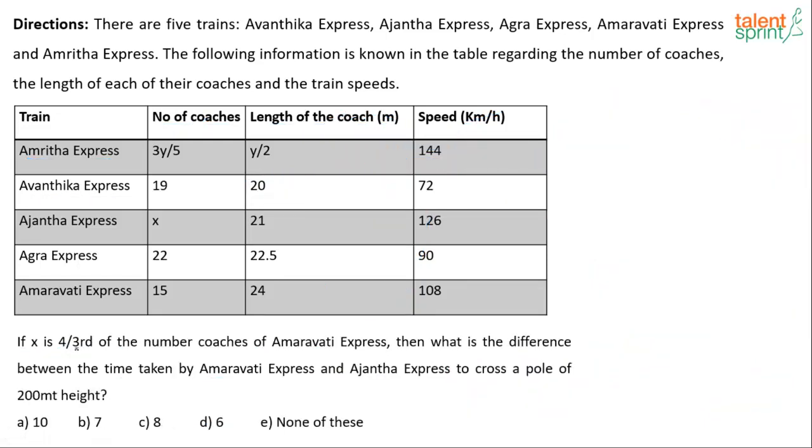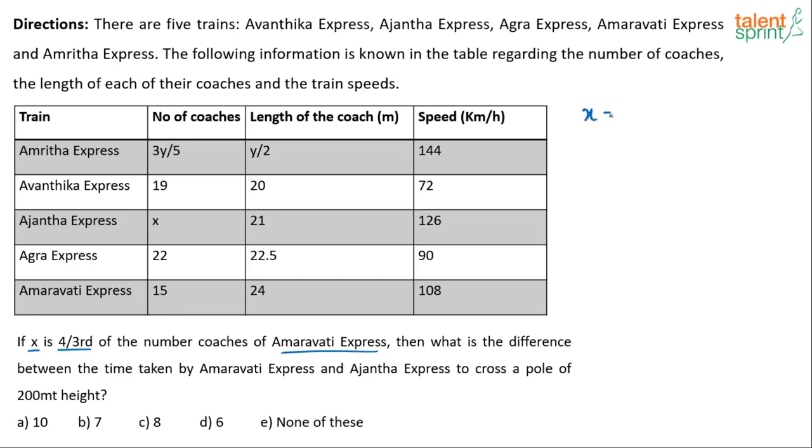If X is equal to 4/3 of the number of coaches of Amravati Express, then what is the difference between the time taken by Amravati Express and Ajanta Express to cross a pole of 200 meter height? Solve it now. X is 4/3 of the number of coaches of Amravati Express.